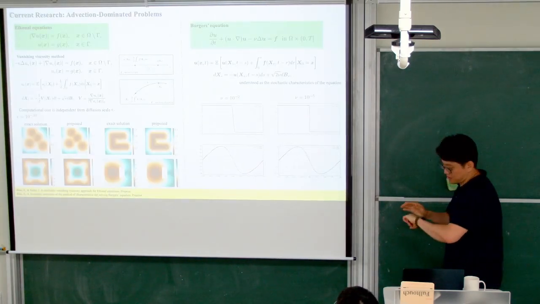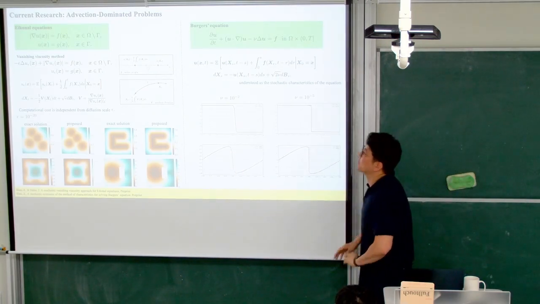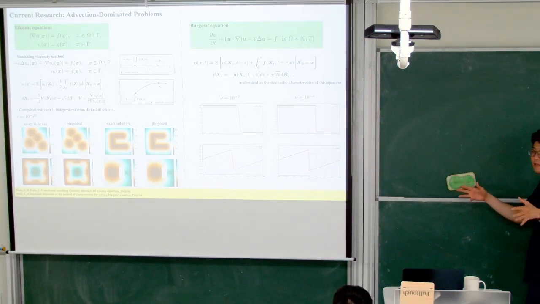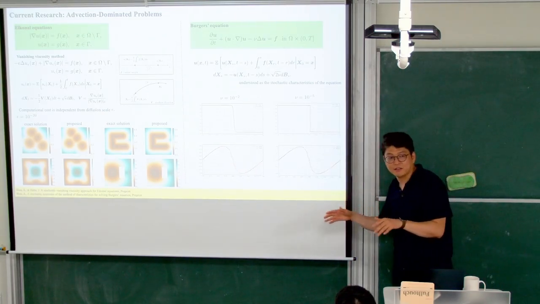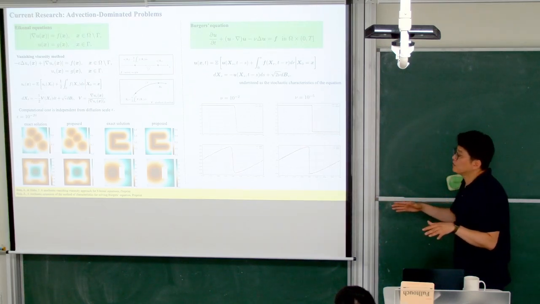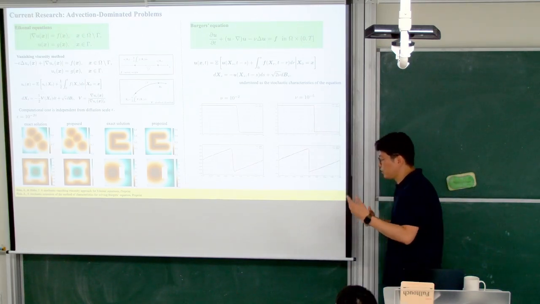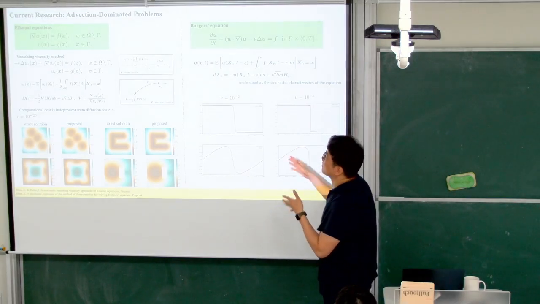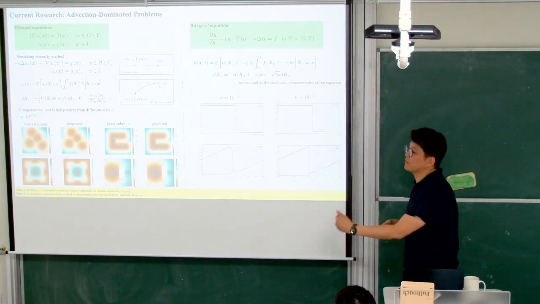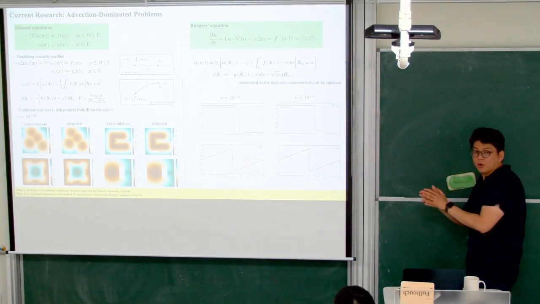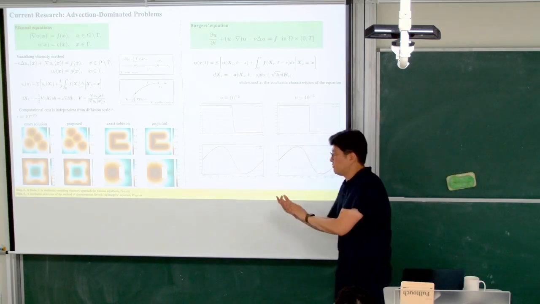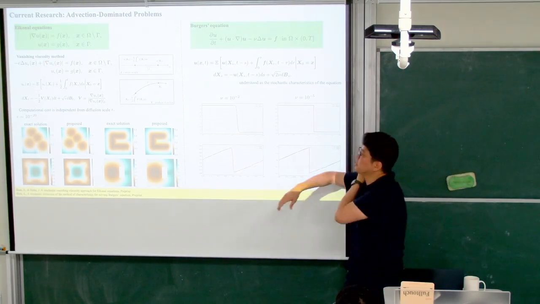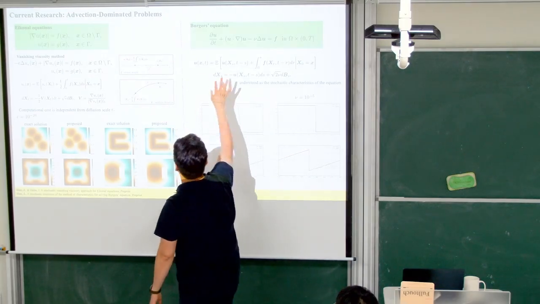Okay. So far I have just mentioned the elliptic cases, the steady state and diffusion domain. But currently we are on the way to developing our method further. Recently I focus on more advection-dominated problems. So the diffusion term is small, but the advection term is relatively large. Then can we tackle such problems with our method? So this is one example, the eikonal equation. The other is Burgers' equation.